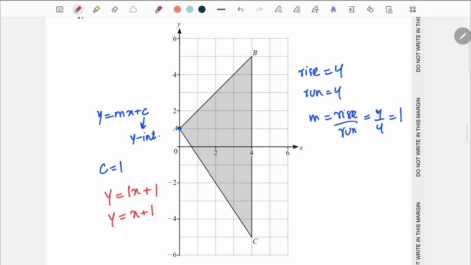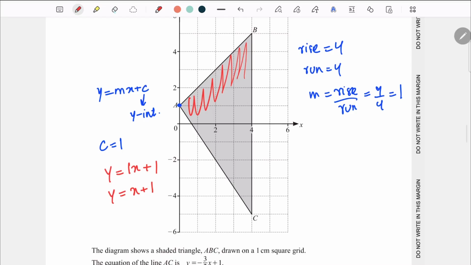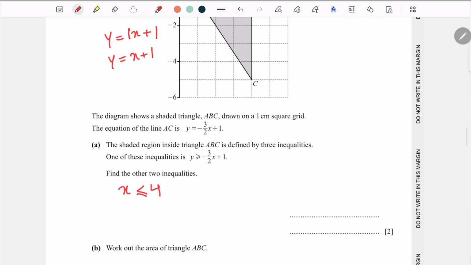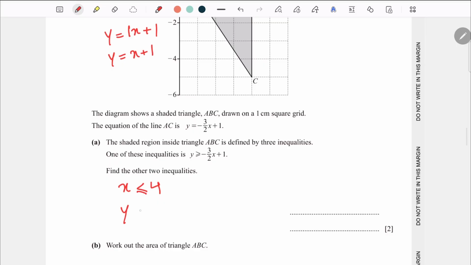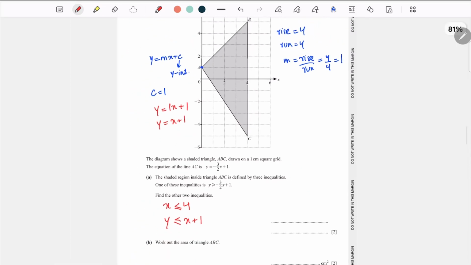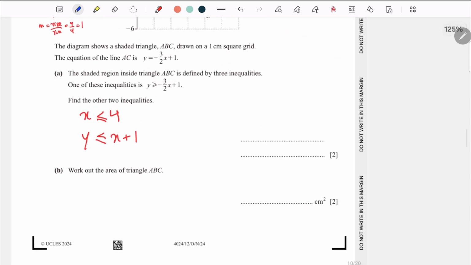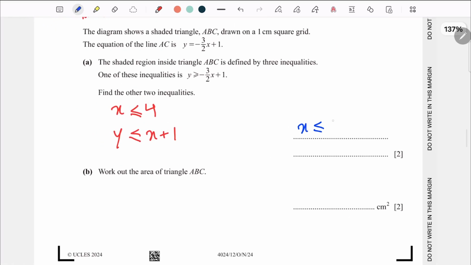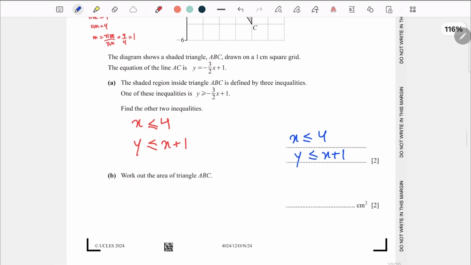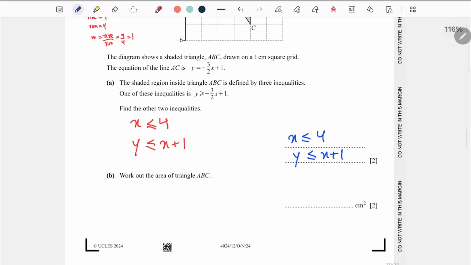Now the shaded region is below this line, so this equal sign will be replaced by less than. The second inequality will be y ≤ x + 1. So the first inequality is x ≤ 4 and the second is y ≤ x + 1. Now in part B, work out the area of triangle ABC.